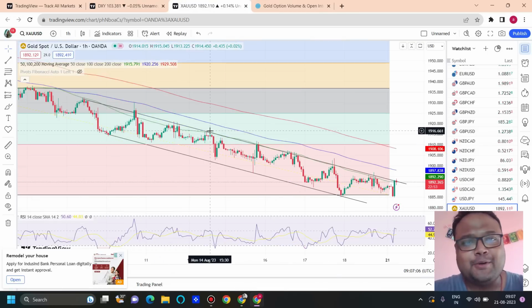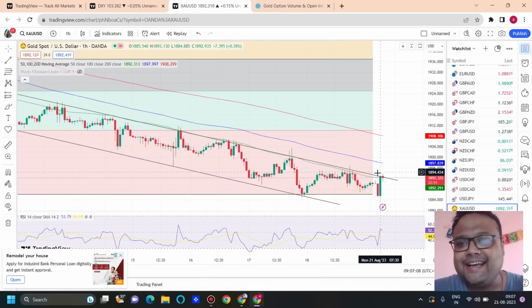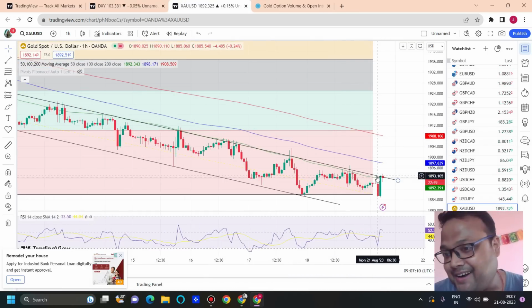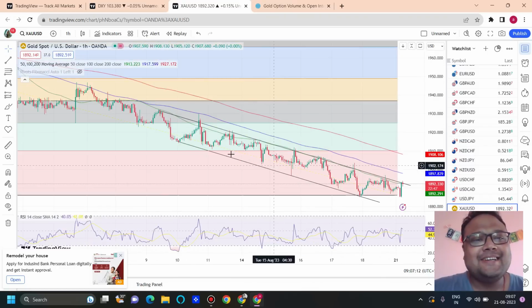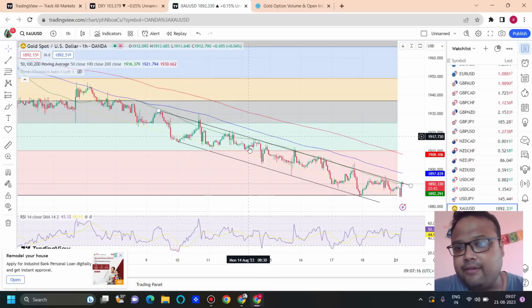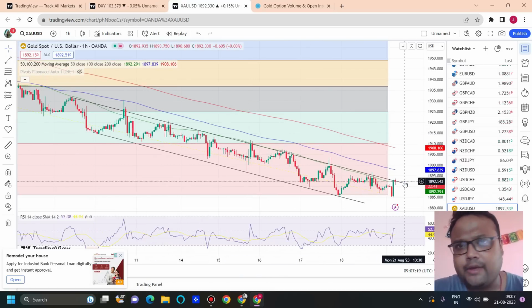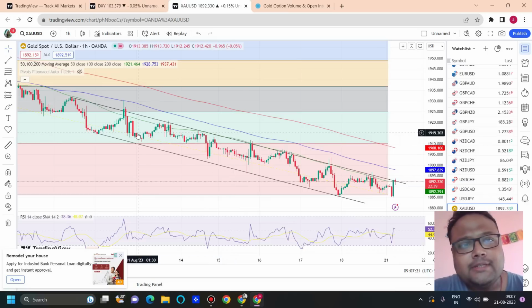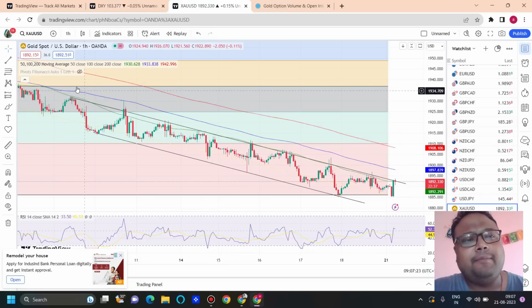Now let's talk about gold. Gold is standing at the trend line. Why? Because the trend line is acting as a dynamic resistance. The 50 moving average is also present around the same area. Okay, we get it, but the problem is that it has been working as dynamic resistance for a long time and it should not happen.